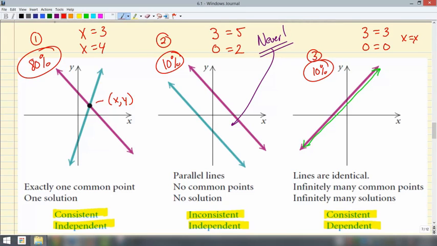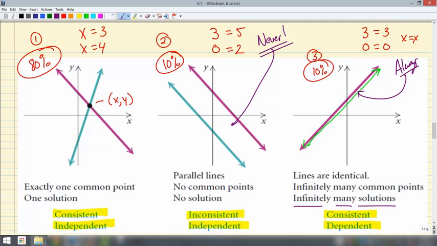When does 3 equal 3 and 0 equal 0 and x equal x? Always. Everywhere. Where do these lines intersect? Everywhere. It's one line right on top of the other. There is an infinite number of solutions.